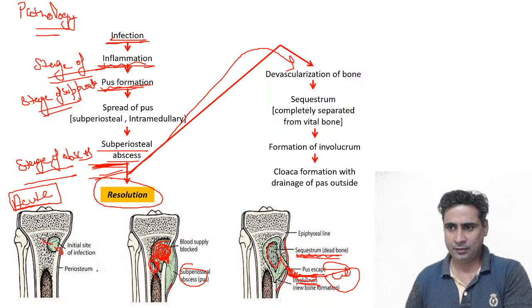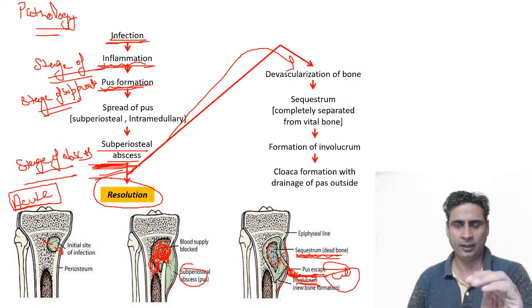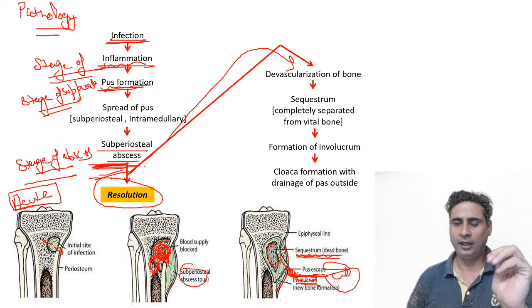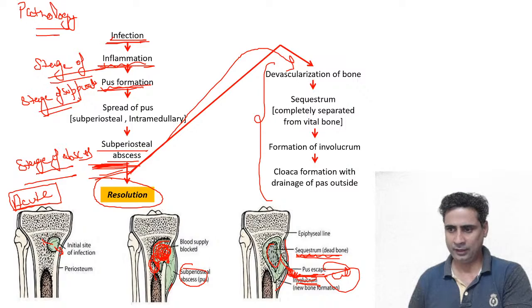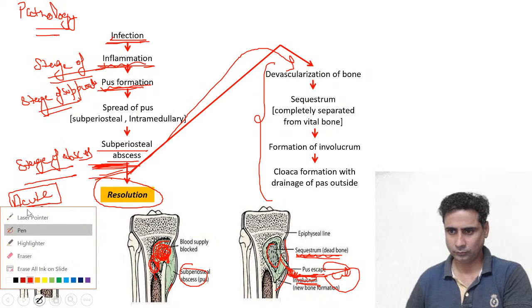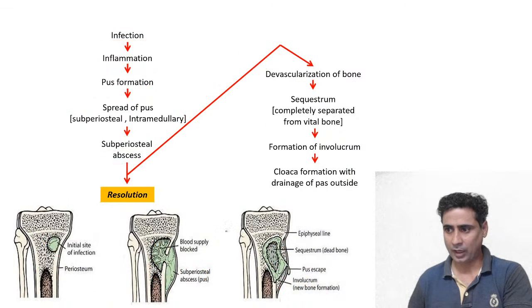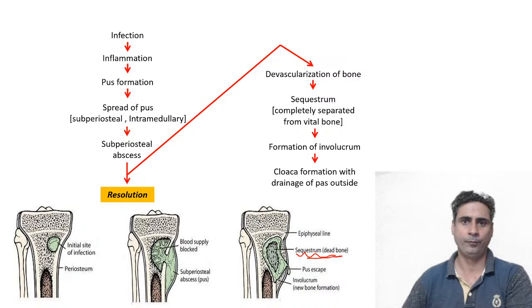Up to the stage of subperiosteal abscess, if you treat it, it will resolve. Up to this stage it is acute, and if it is not treated properly, it will go into the stage of chronicity. Now here you can see a very interesting fact. This dead necrotic bone is lying in the cavity. It has no connection with vitalized bone, so there is no blood supply to this dead necrotic bone.